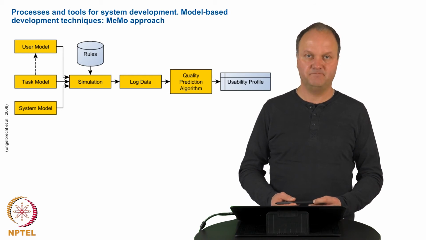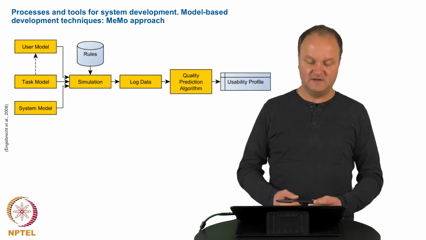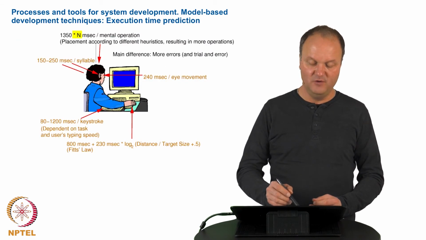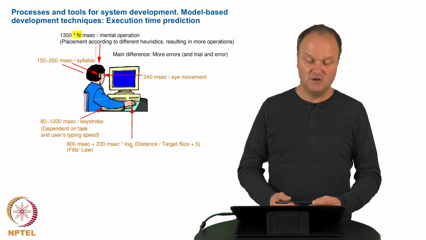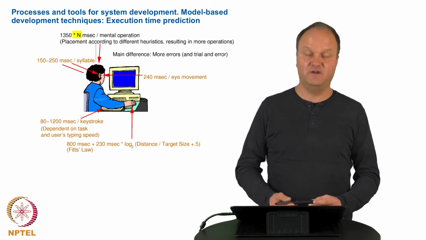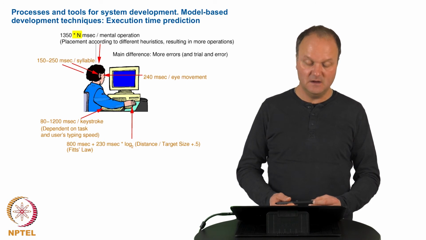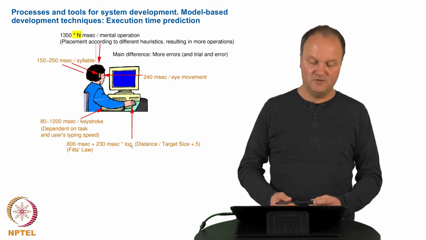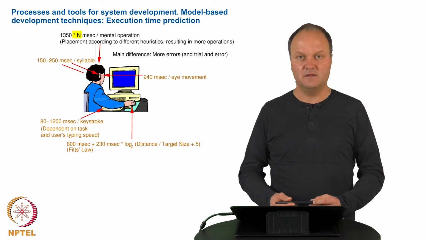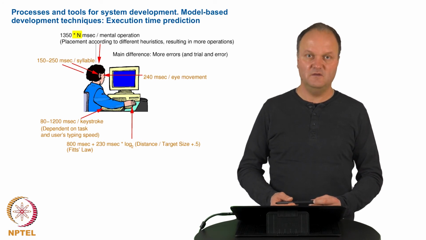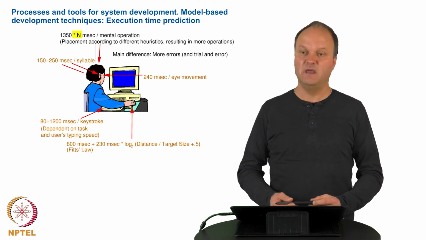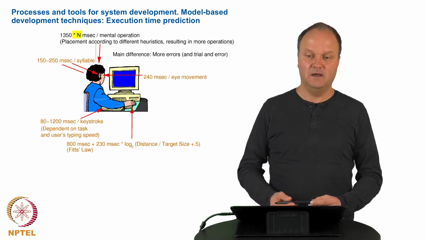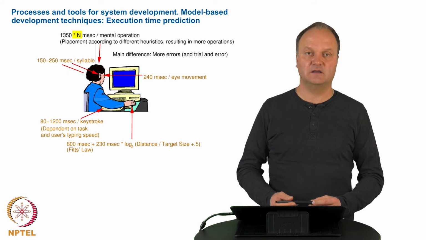In order to describe some specific characteristics of the user, there might be rules being implemented in such an approach. For example, a rule for predicting the execution time, which you see here, which is actually based on Fitts law and which illustrates how long a user will take in order to find a certain icon on a screen and then click that icon on the screen. These rules may be used in the MeMo approach, but they might also be attached to a cognitive architecture like ACT-R.